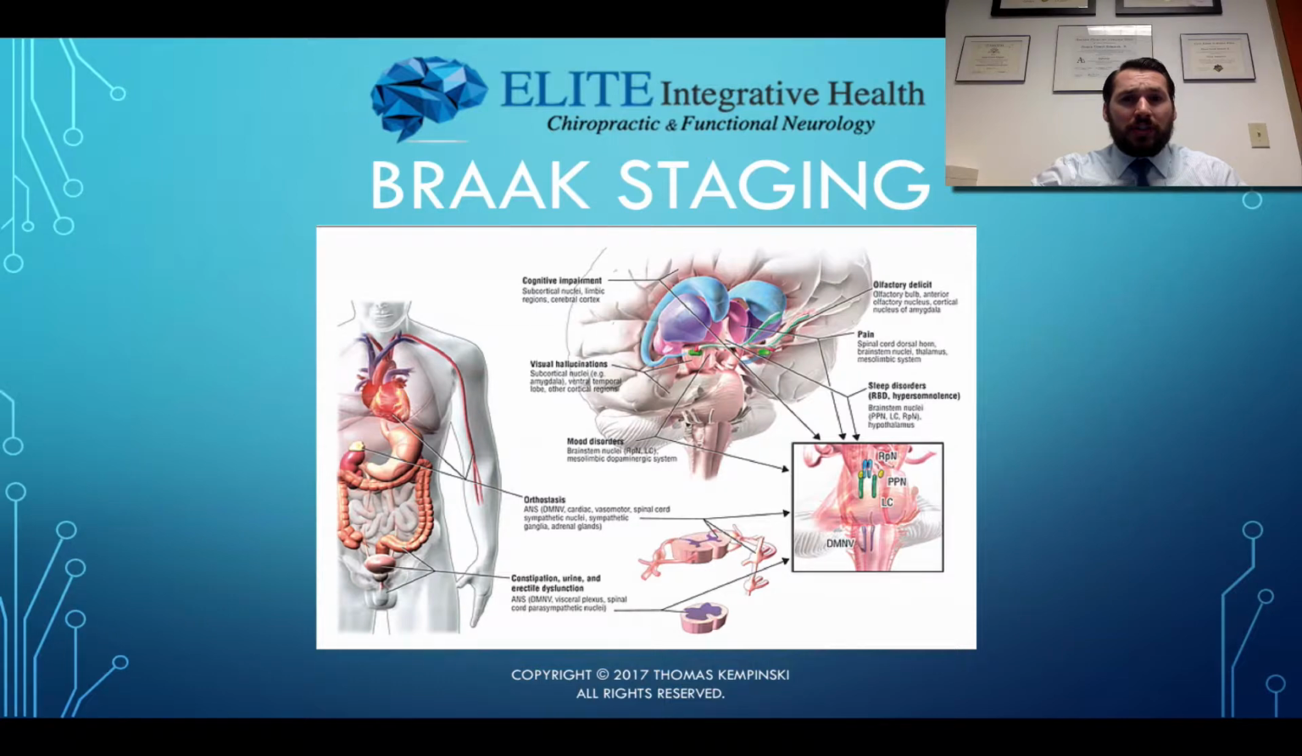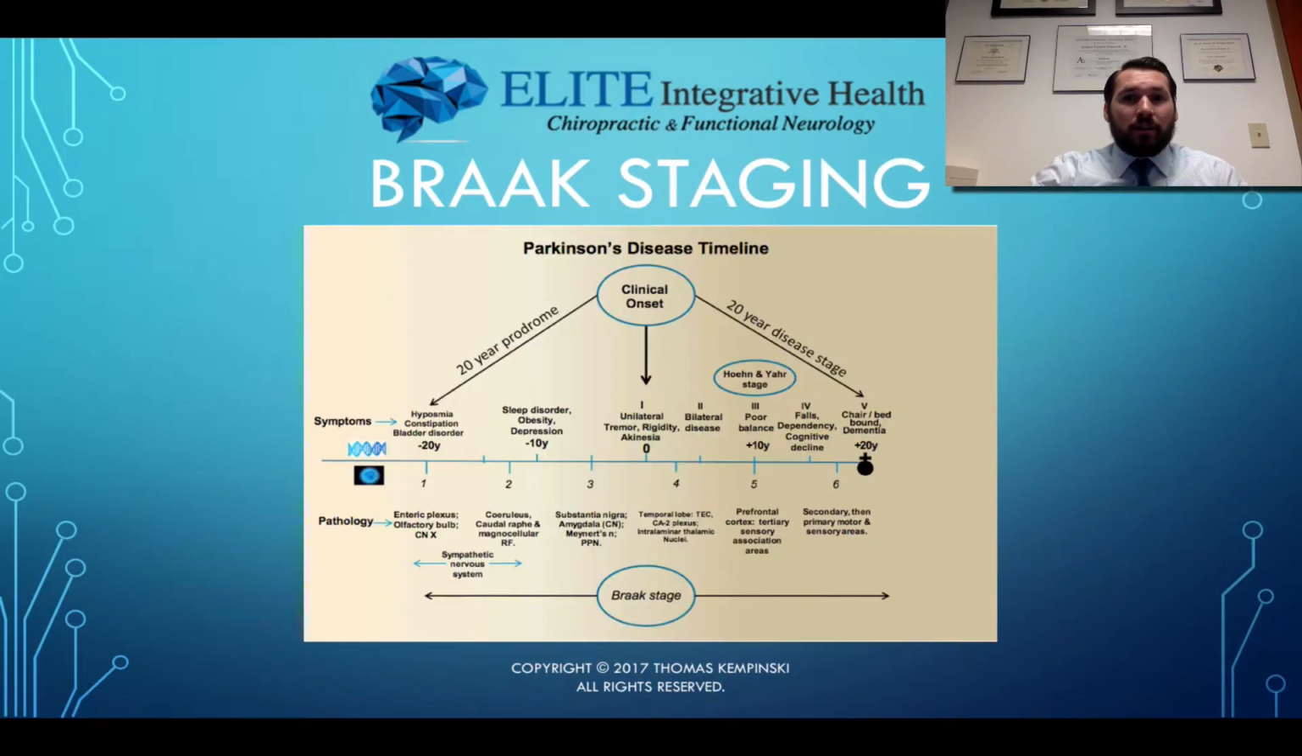So here's a good image. This kind of shows the different areas involved. So just take some time and review that. This is a good diagram. This is also going through the Braak staging, so you can see the 20-year prodrome here, which is prior to the diagnosis of the disease, and then the 20-year disease process following it. It kind of takes you through the different mechanisms and some of the symptoms and pathology you would see. So here are the areas that are affected. Here are some of the symptoms that you would find. So again, just a good diagram for your records.